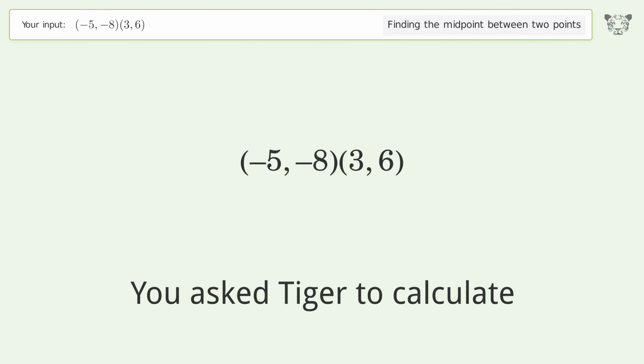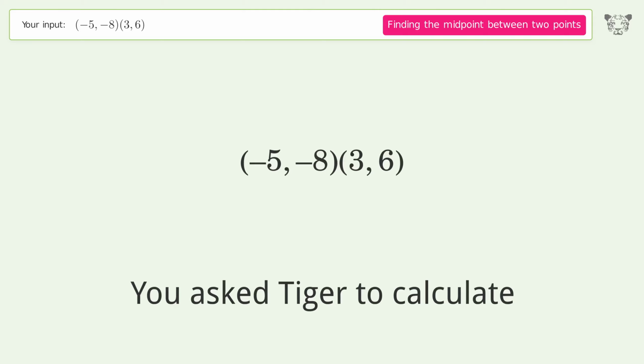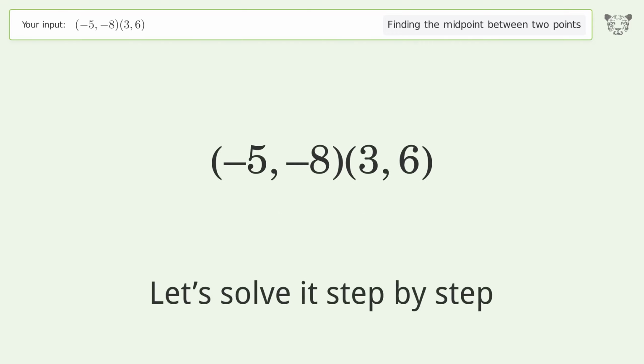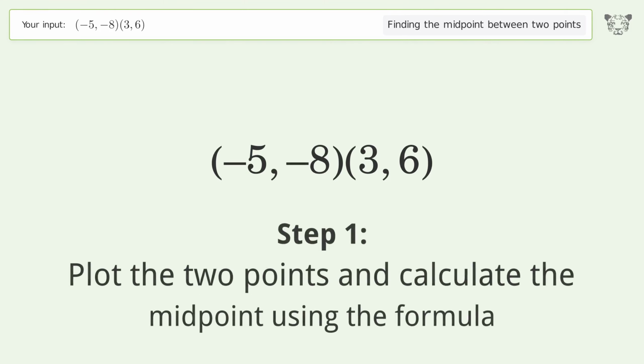You ask Tiger to calculate. This deals with finding the midpoint between 2 points. The midpoint between the 2 points is -1, -1. Let's solve it step by step. Plot the 2 points and calculate the midpoint using the formula.